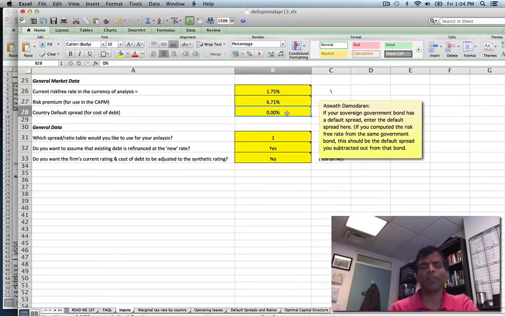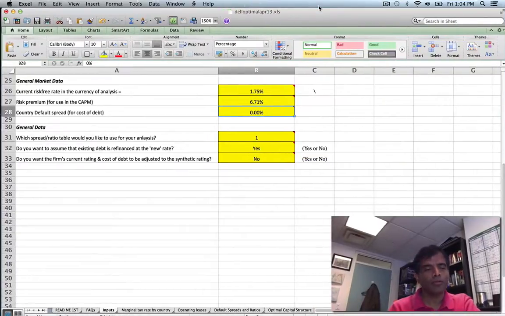You're saying, what the heck is that? Remember, we talked about the risk-free rate in a currency where the government has default risk. We talked about India potentially having default risk. Let's assume the Indian government bond rate in rupees was 8%, and the Indian default spread was 2%. I'm going to take 8 minus 2 and enter 6% as my risk-free rate in rupees. So that's what you'd see as my risk-free rate. Here, the country default spread, I would enter the 2%.